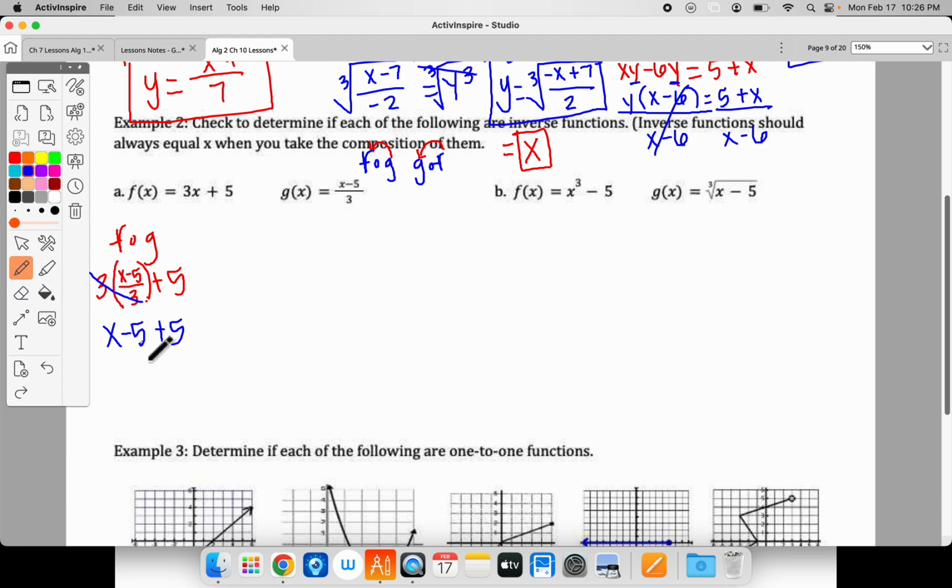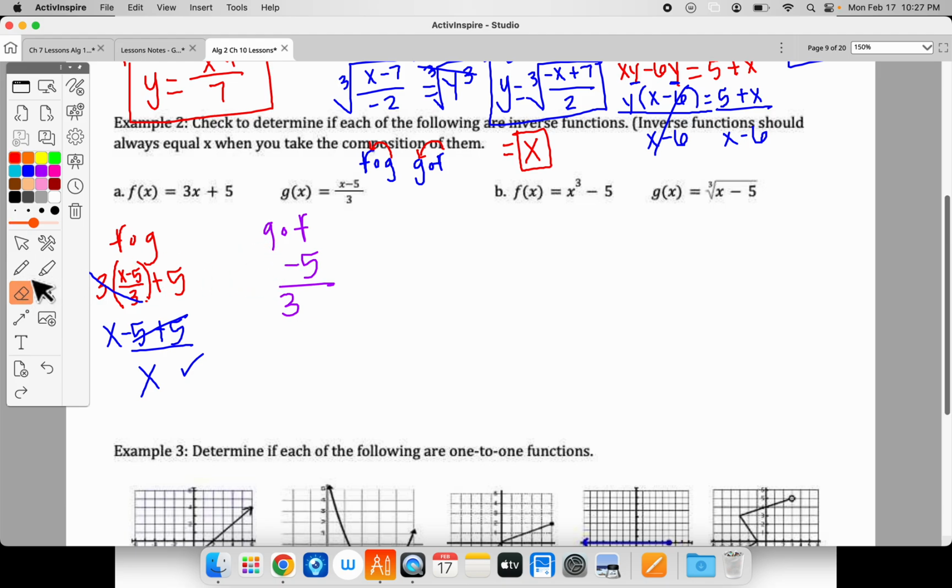And then we're just simplifying some more. Can't combine anything with x, but negative 5 plus 5 is 0. So that leaves me with an x. So this one works. Then we'll check g of f, where we'll take the G equation, but instead of x, I'm going to plug in the F equation.